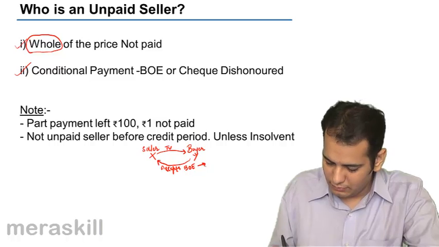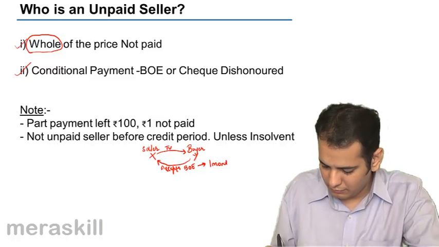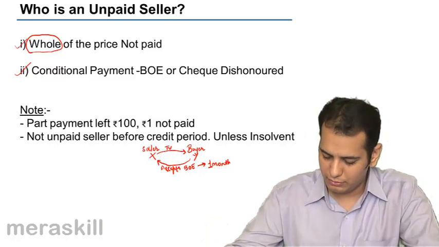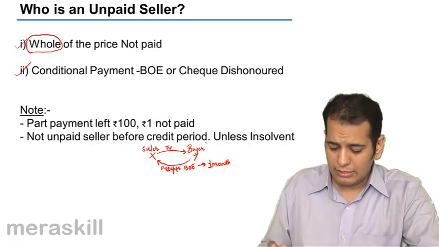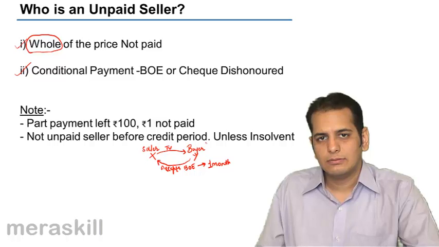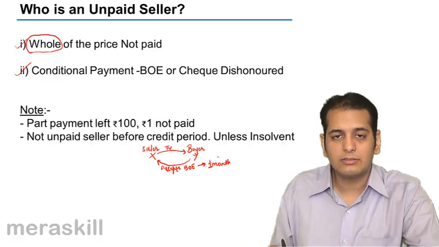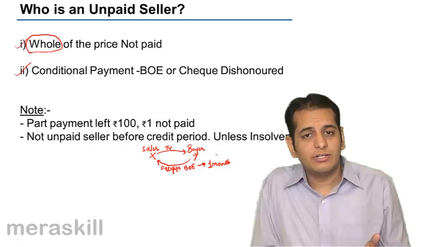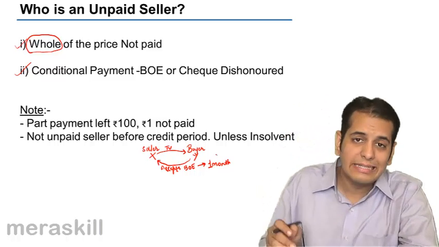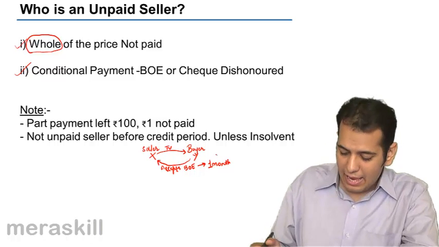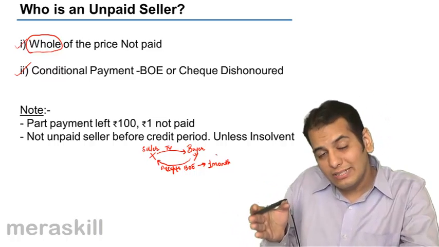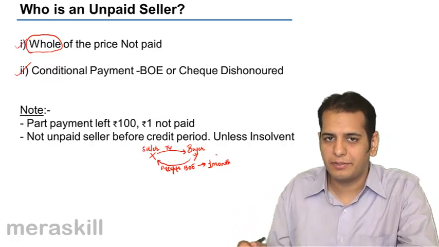So this bill is for 1 month. That means there is a 1 month credit period for the bill. Now in this whole transaction, during this 1 month, I cannot say that X is an unpaid seller. Only after this 1 month elapses and Y does not pay the amount, only then will X become an unpaid seller.